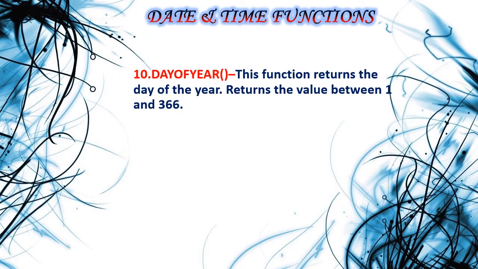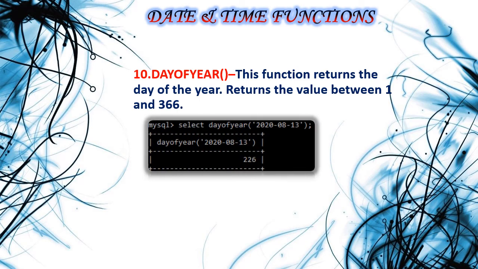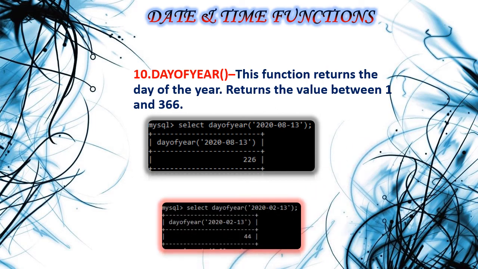And dayofyear returns the day of the year, between 1 and 366. See here, 2020, 8th month and 13th day, but the answer is 226. How it's calculated: from the January month onwards, each month's days are added up until the 8th month 13th, so we got the answer 226. See the next example also, 2020, 2, 13. January month has 31 days, and February has 13 days, so added together 31 plus 13 is 44.